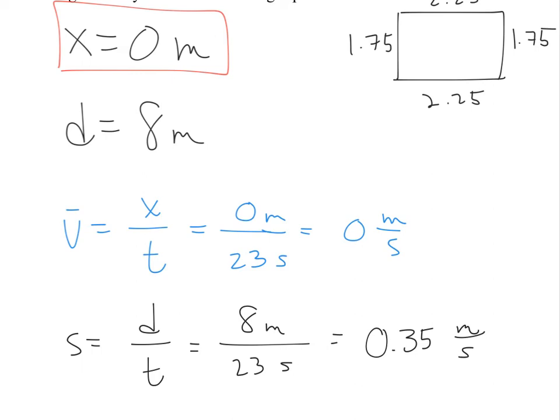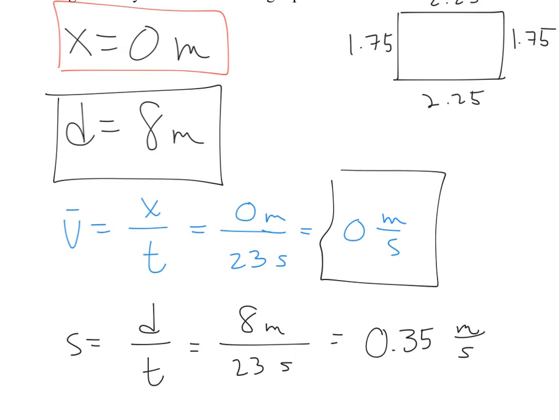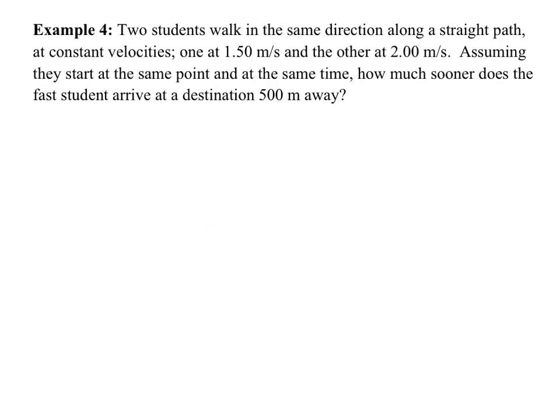Okay, so we have a displacement of 0, a distance of 8 meters, an average velocity of 0, but an average speed of 0.35 meters per second. All right. Next and final example. Can I get a reader, please? Nice and loud. Frankie, go for it.